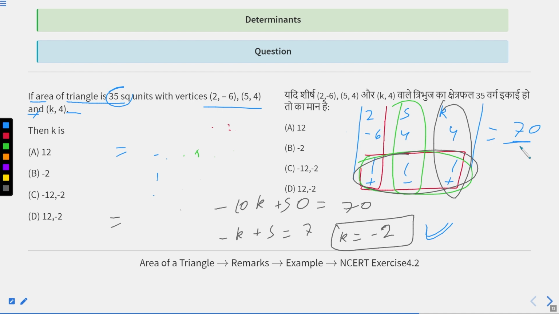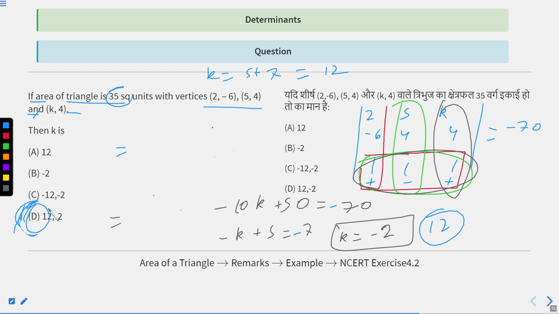If you took plus 35, and if you took minus 35, then it will be minus 70. Then k must be of what value? k will be 5 plus 7, this will be 12. So your other value for k will also be 12. So option D will be the correct option. Please do this also.